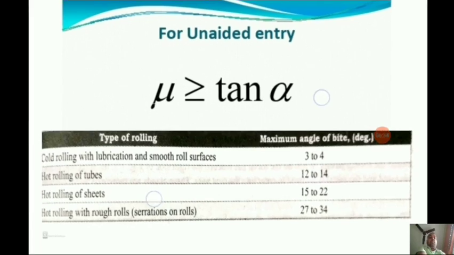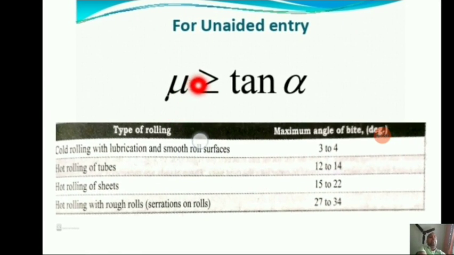For unaided entry, mu should always be greater than or equal to tan alpha. Alpha means the bite angle. Now, the types of rolling and the maximum angle of bite we generally use: for cold rolling with lubrication and smooth roll surfaces, the bite angle has a range of 3 to 4 degrees, and for hot rolling of tubes, it is larger, about 12 to 14. For hot rolling of sheets, it is even larger, 15 to 22, and the highest bite angle is used for hot rolling with rough mill rolls, that is the separation of rolls, and the bite angle varies from 27 to 34.